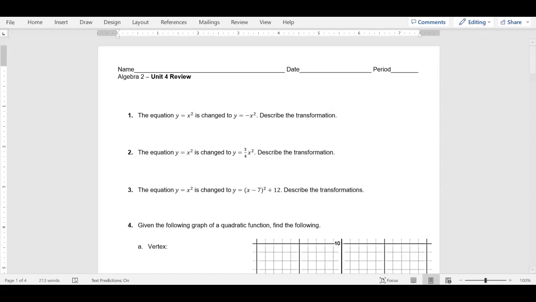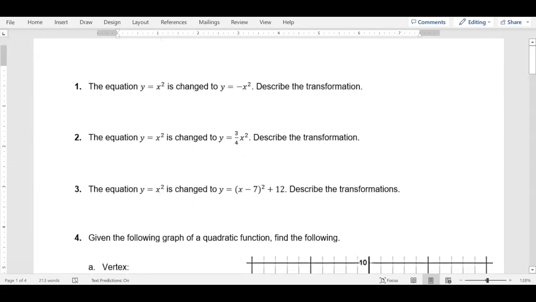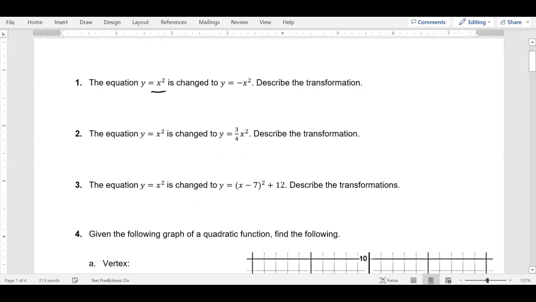All right, here's our review for our unit 4 test for algebra 2. Okay, so the equation x squared is changed to negative x squared. Now you can graph in your calculator. Okay. That's one way to do it.